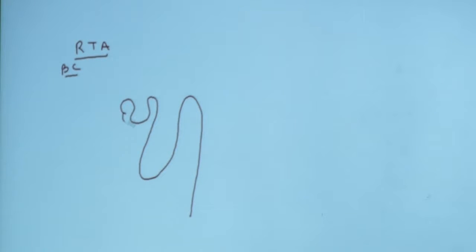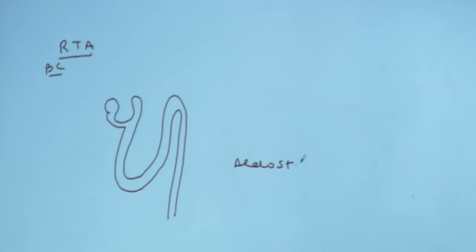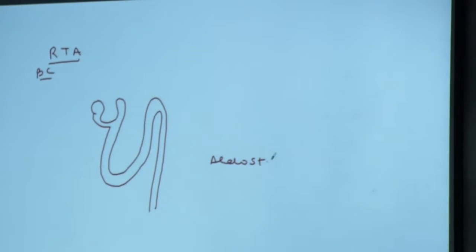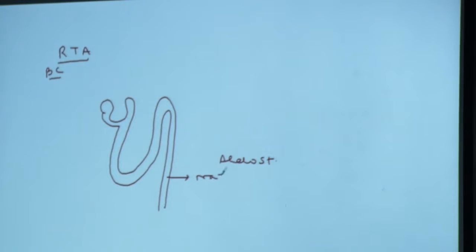Yeah. So now we talk about renal tubular acidosis. Basic concept. So basic concept, here is the nephron. And normally aldosterone comes. We know it very well. Aldosterone comes, and normally it absorbs 2 sodium.